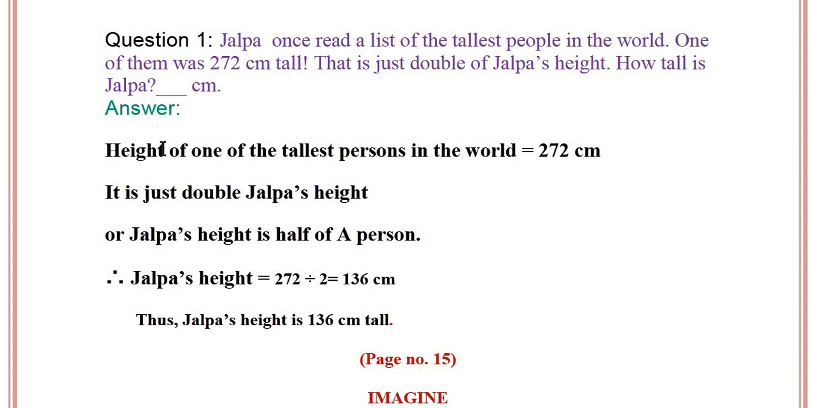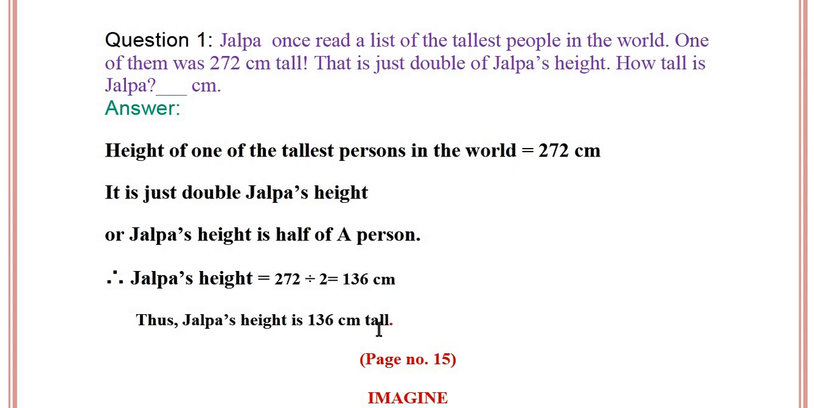First of all, answer part, height of one of the tallest person in the world is equal to 272 centimeter. It is just double Jalpa's height. Otherwise, Jalpa's height is half of this person. So, Jalpa's height is equal to 272 divided by 2 is equal to 136 centimeter. Thus, Jalpa's height is 136 centimeter tall.